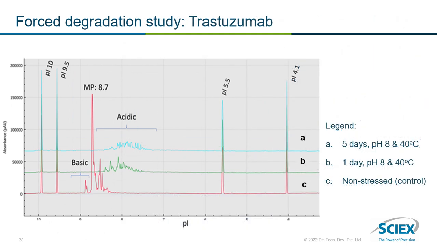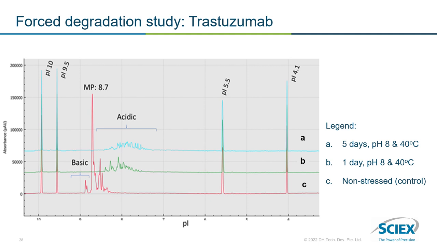This charge variant analysis workflow by capillary isoelectric focusing is particularly useful for forced degradation studies to better predict the stability of candidate molecules as they progress throughout development. In this example, we show capillary isoelectric focusing analysis of trastuzumab under stressed conditions of pH 8 and 40 degrees Celsius held for 1 day and 5 days, as compared to a control or non-stress sample. As you can see, there is a dramatic change in the profile of trastuzumab under severe stressing conditions.